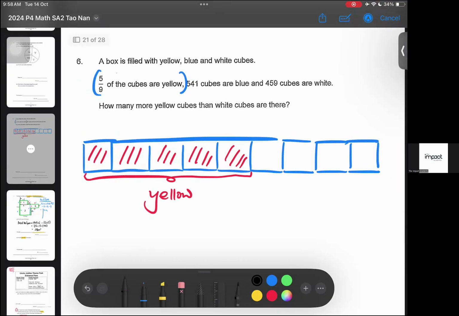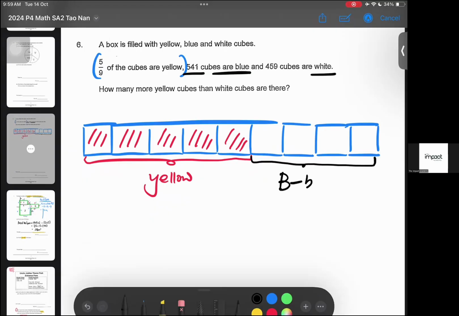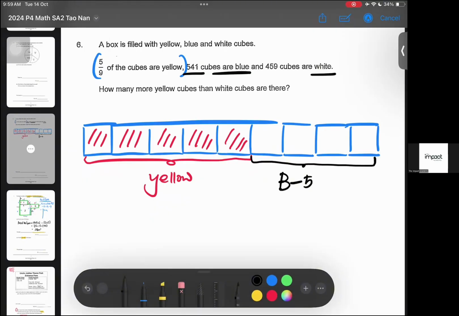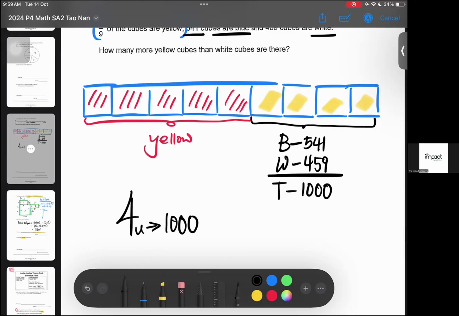Now, they moved on to say 541 cubes are blue, but we don't know how many are blue. We just know that the remaining will be blue and white. So we are just going to write 541. White over here, we're going to write 459. Exactly. From here itself, we know that the total is 1,000. 1,000 actually refers to how many units? 4 units, very good. So 4 units is going to be 1,000, and 1 unit is going to be 250.